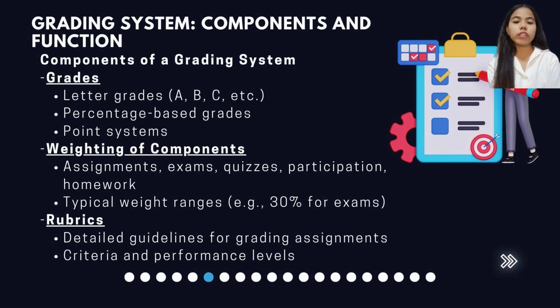The first one is grades. Grades are a numerical or letter-based representation of a student's performance. This can vary by institution but typically falls into categories like letter grades, often used in high school and university settings, with each letter corresponding to a specific range of percentage. An example is A, which is equivalent to 90 to 100%.